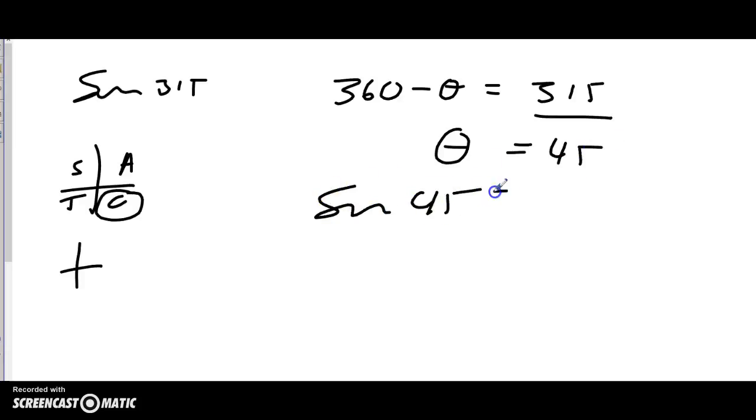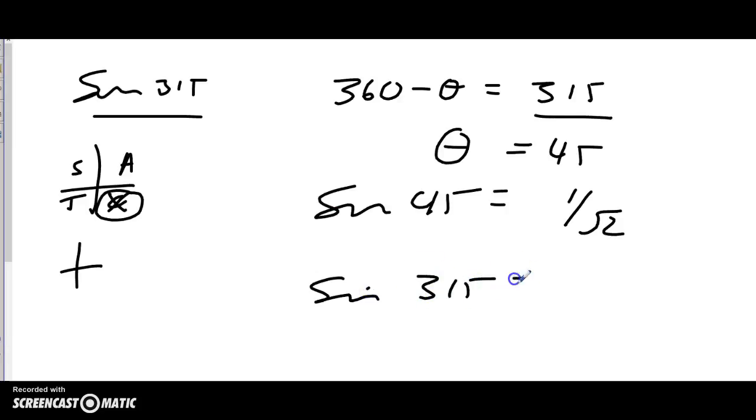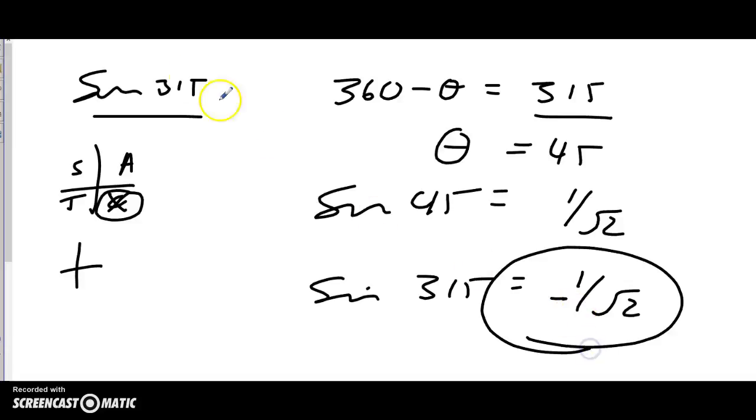Sine 45 is related to 315. Sine 45 from my table is 1 over root 2, which is fine, but I also know, according to the CAST law, that in the fourth quadrant, sine is negative. So sine of 315 is equal to 1 over root 2, but let's make that whole thing negative. Okay, so that's the homework. And then we're going to move on from there to reciprocal ratios.